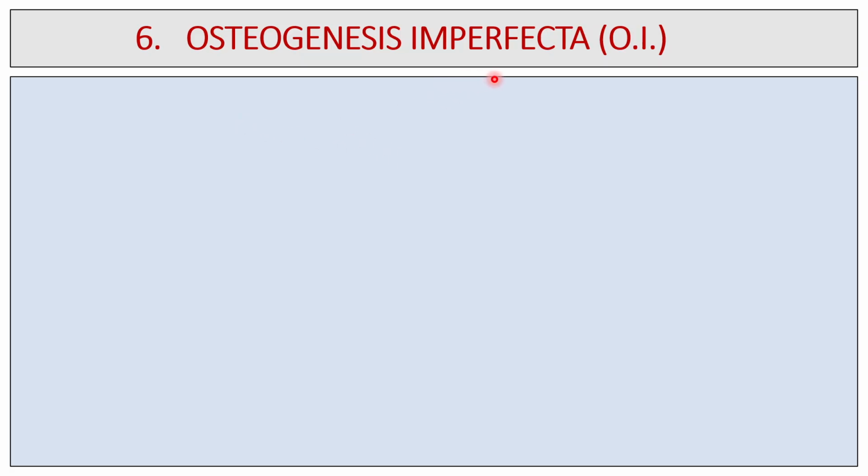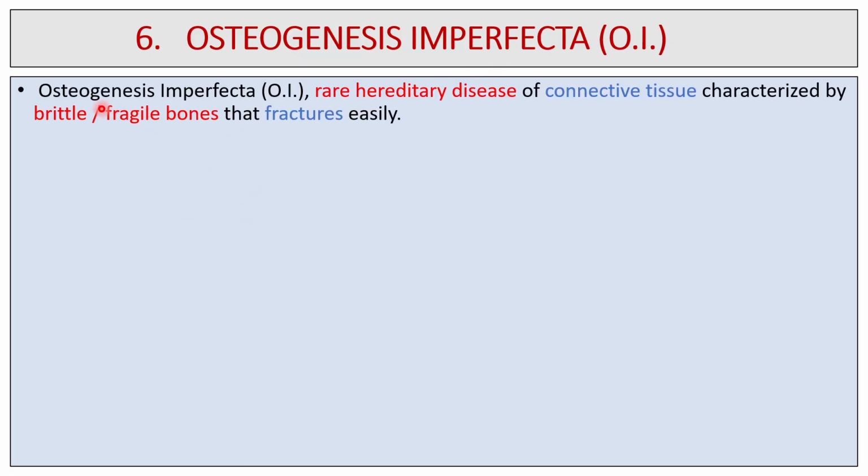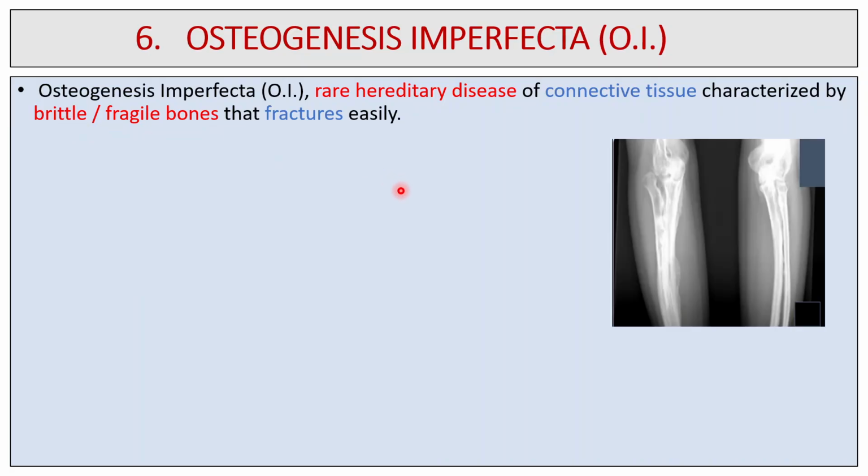Next is osteogenesis imperfecta, OI. This is a hereditary disease due to genetic defect. Osteogenesis imperfecta is a rare hereditary disease of the connective tissue, characterized by fragile or weak bones, or brittle bones that fracture easily. It is caused by the defective genes.